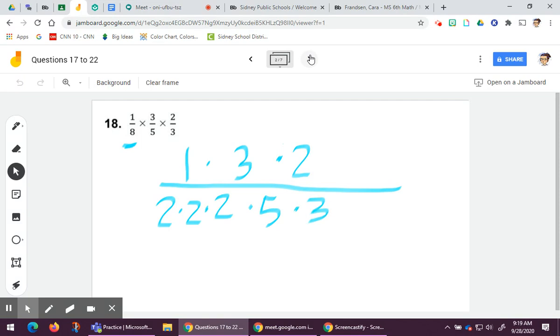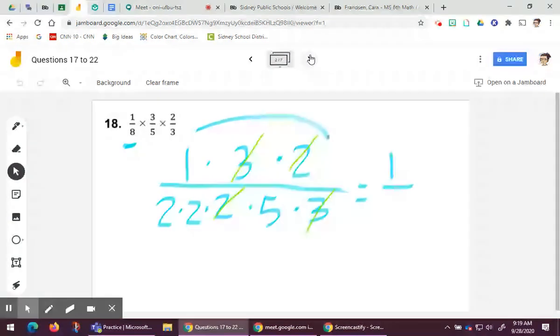Okay? So remember, if there's a 1 on top and a 1 on the bottom, we can cancel those out. I see a 3 on top and a 3 on the bottom. I see a 2 on top and a 2 on the bottom. Which means I can simply put a 1, because 1 doesn't have anything left to multiply itself to up here. And then we have to multiply 2 times 2 times 5.